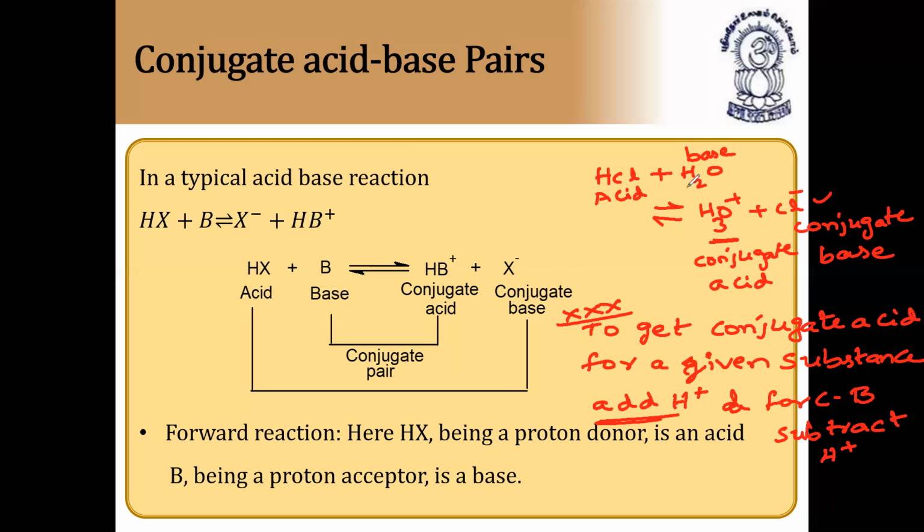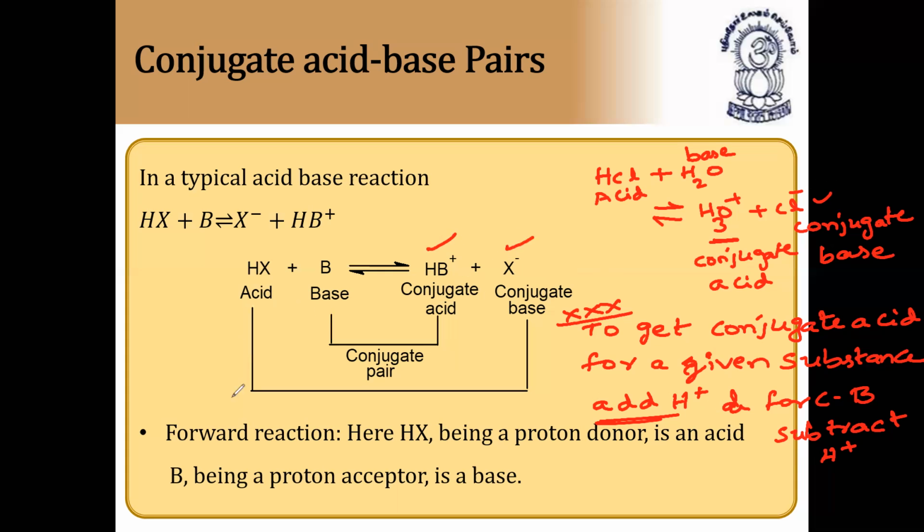What is the conjugate acid of water, the base? H3O plus, because if you add H plus to water, it forms H3O plus. And for an acid, if you subtract H plus, it forms the conjugate base. So to get the conjugate acid for a given substance, add H plus, and for the conjugate base, subtract H plus. That's all. Simple. So in this reaction, HB plus is the conjugate acid and X minus is the conjugate base.